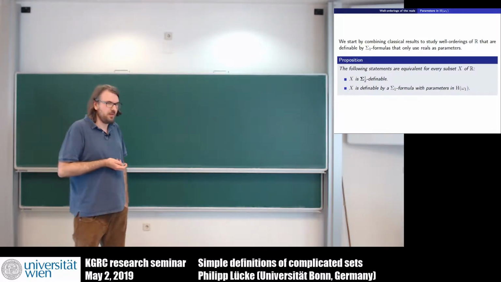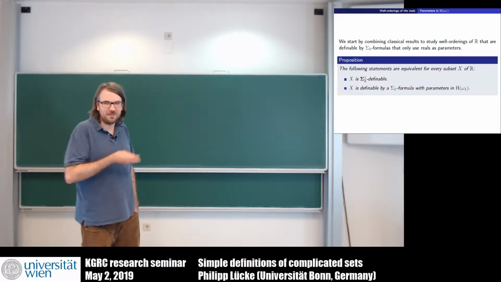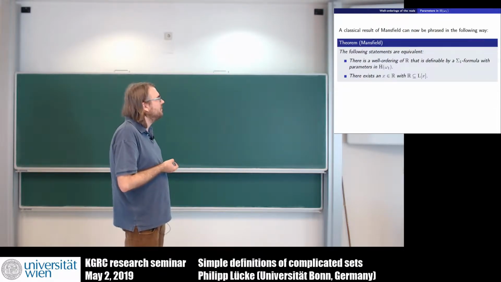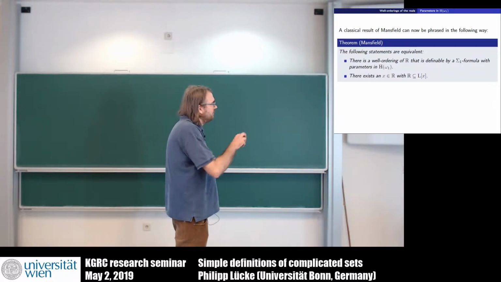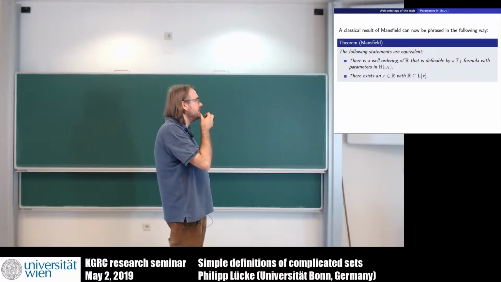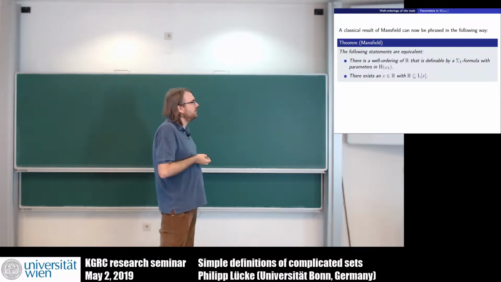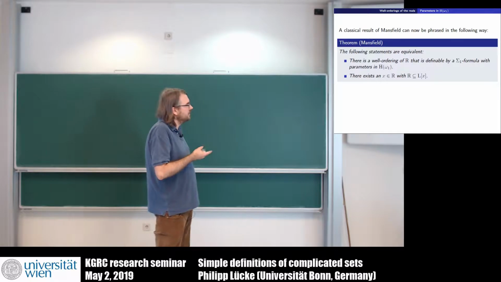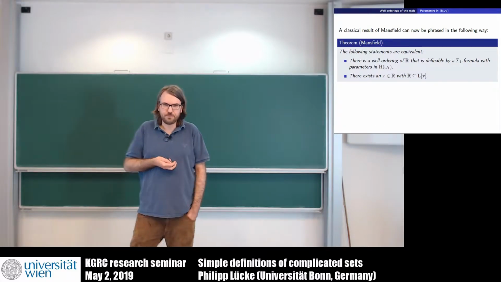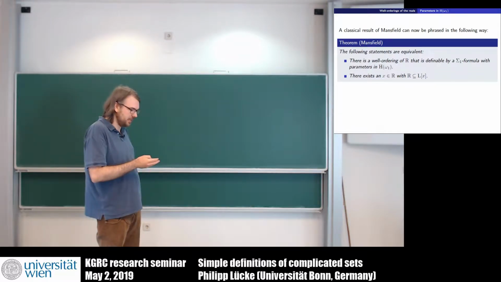I think it's not too hard to show this. It's somewhere in the book, but you can also come up with a proof rather easily. Now we can take this and combine it with a classical result of Mansfield, rephrasing it in the following way. The following statements are equivalent: there's a well-ordering of the reals that's Sigma_1 definable with elements of H(omega_1) as parameters, and the reals are contained in L[x] for some real x. This completely describes the situation for Sigma_1 with parameters in H(omega_1).